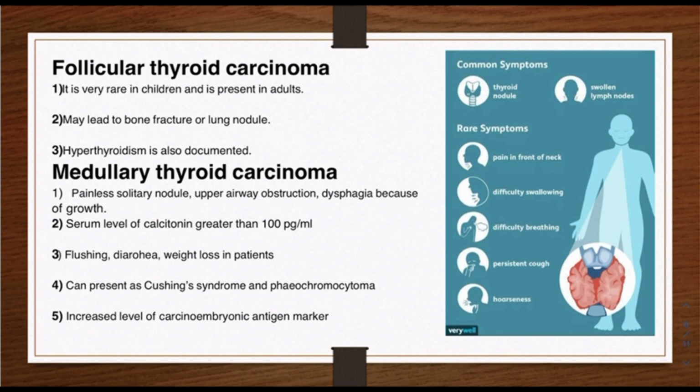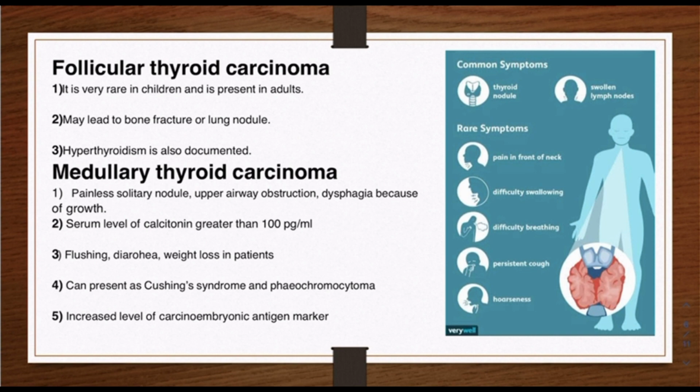Most patients in this case present with a painless thyroid mass which appears cold on scanning. 70% of patients who present with the palpable thyroid nodule have cervical node metastasis, and 10 to 15% also present with distant metastasis at the time of diagnosis, the sites being mediastinum, liver, lungs, and bone. Upper airway obstruction and dysphagia may develop because of the tumor growth. Serum levels of calcitonin are more than 100 picogram per ml. High levels of calcitonin can lead to flushing, diarrhea, weight loss in patients. Cushing syndrome is also an uncommon symptom which is seen because of ectopic corticotropin production.